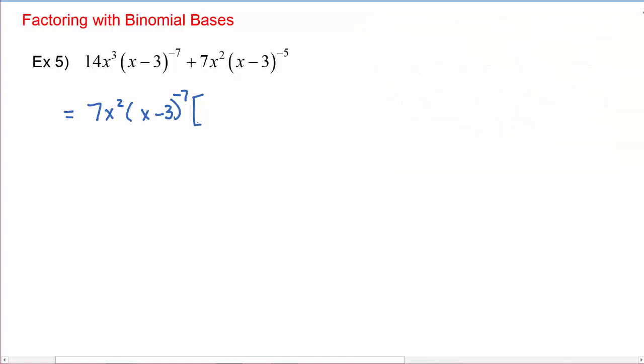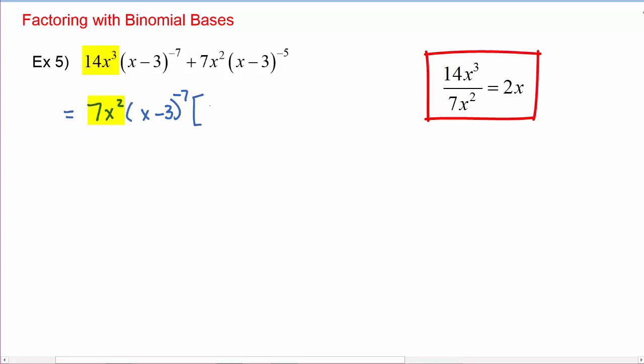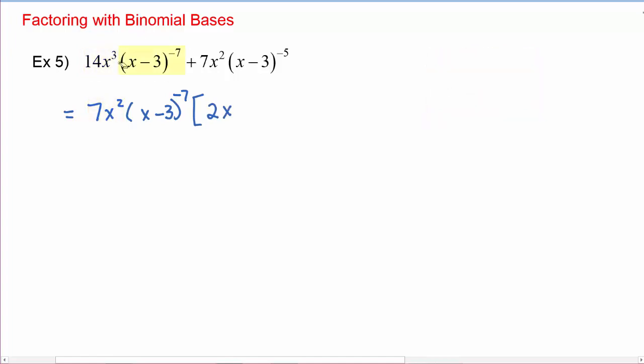As always now, we do the division to find out what's left inside. Let's look at this in two pieces. If we have 14x to the 3rd divided by 7x squared, that's going to be 2x. And if we have x minus 3 to the negative 7 divided by x minus 3 to the negative 7, that would be 1. So 2x times 1 is 2x. All right, then we have a plus sign.